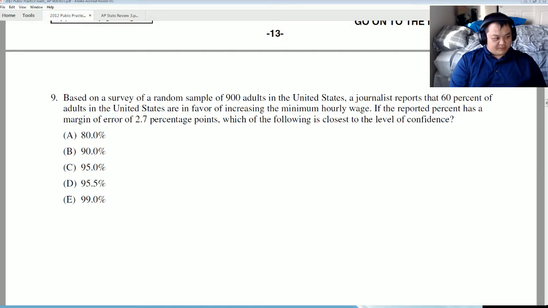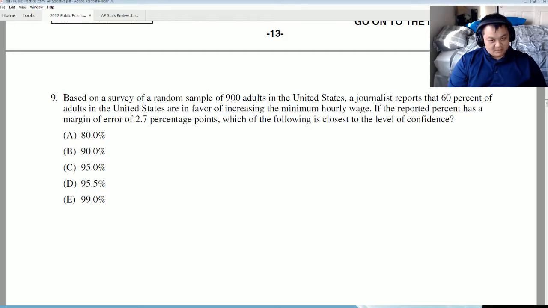How did you get 90%? What was your Z star value? 1.65. All right, 1.65 is close to what percentage value? If you look at it in the chart, it is at what? 90, correct? Also, if you remember your empirical rule, right?